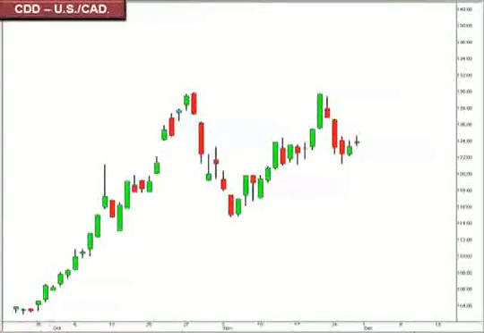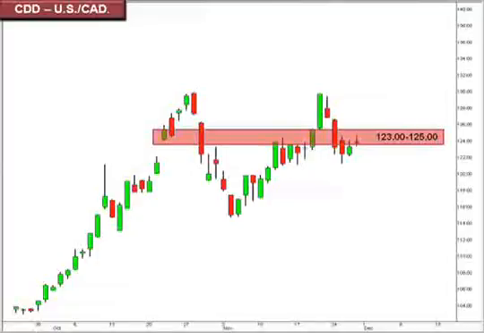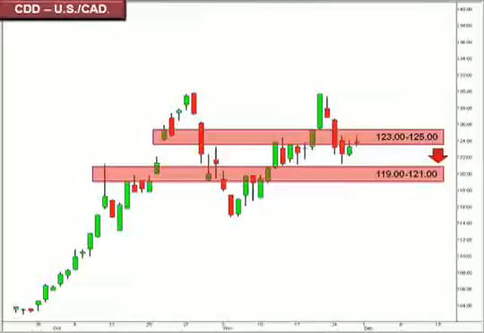Let's take a look at our first ISE FX options pair value, the CDD, the US dollar versus the Canadian. We suggested that a test of the 130 level would likely lead to a little backfilling as that area remains a strong resistance. We recognize that the 123 to 125 was a logical area of support, and although the pair value cut through that zone to test that 119 to 121 range, a quick bounce has landed the pair value back into that key area at the 123 to 125.